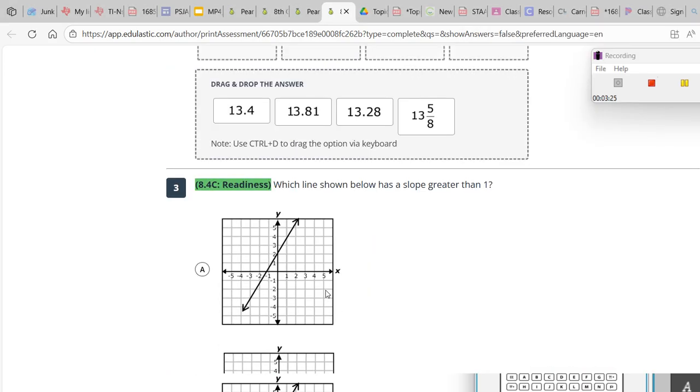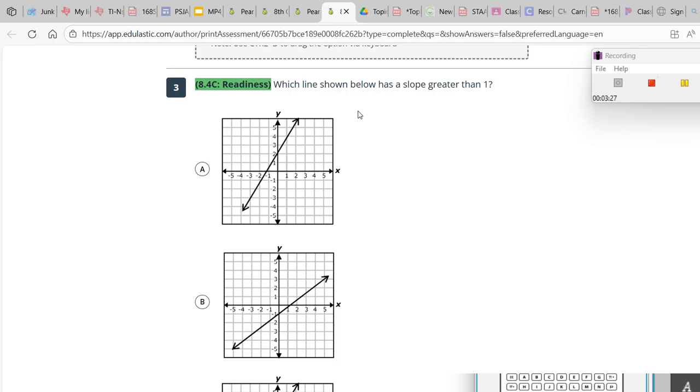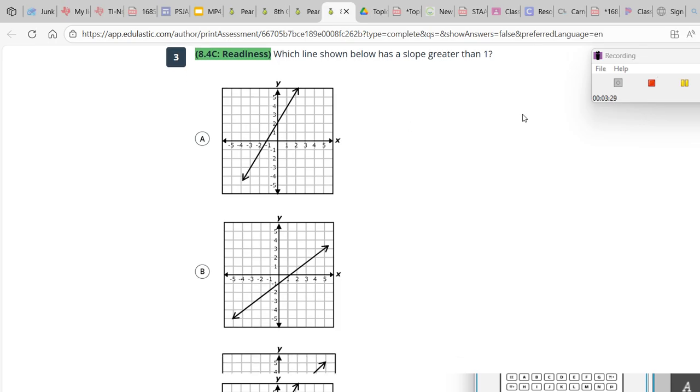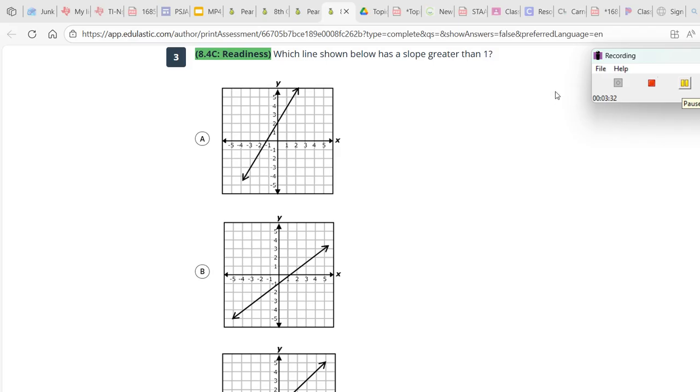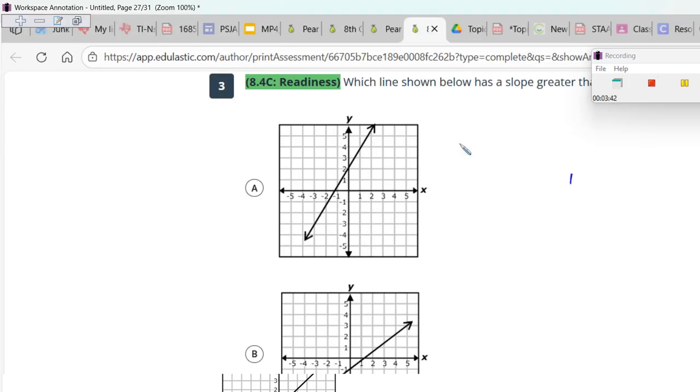Let's see what's going on here. There's a slope greater than 1. So for all these, you basically need to get one that's kind of steep. For it to be greater than 1, remember, your slope is going to be rise over run, and we want to put the rise on top.